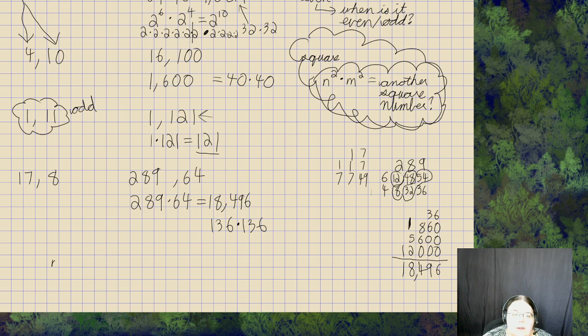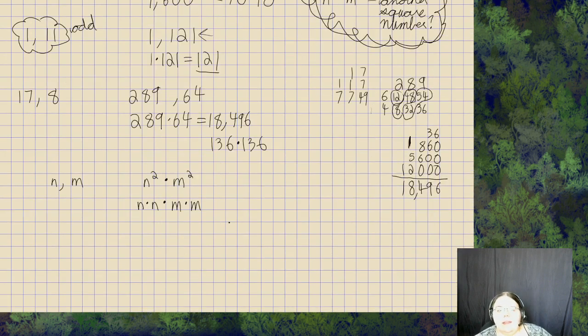So remember, n was just a number, and m was just a number. Well, that gave me n squared and m squared, and I multiplied them together. But n squared is really just n times n. That's how I got it in the first place. And m squared was just m times m.